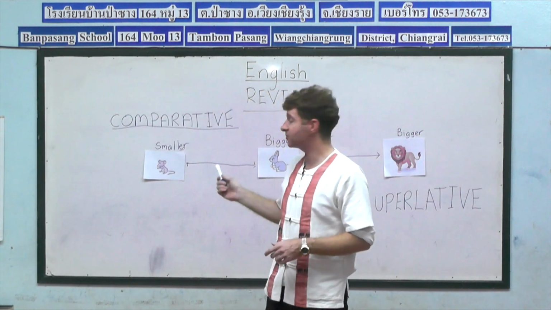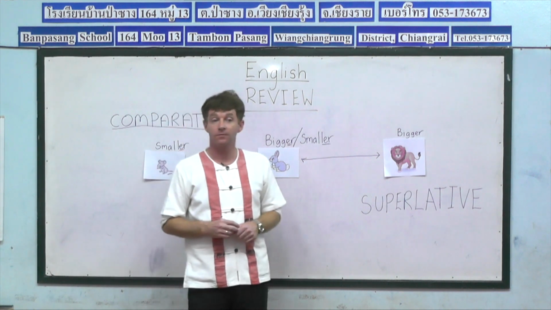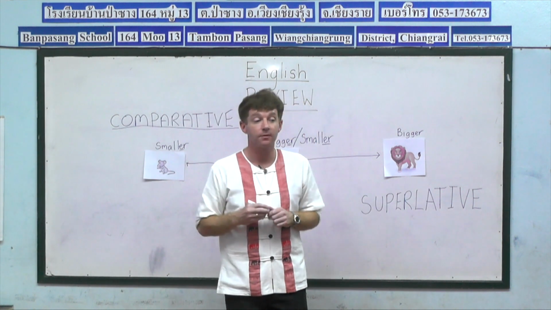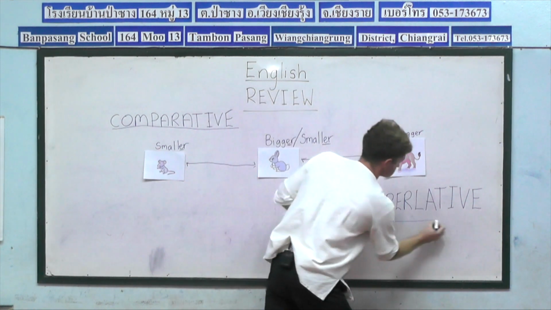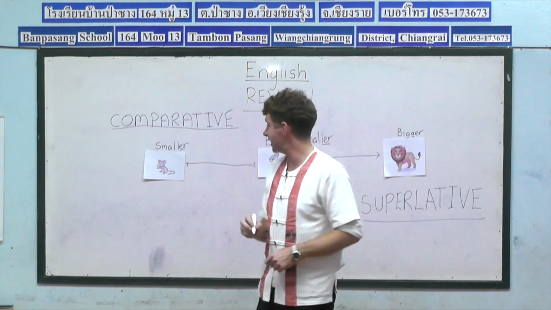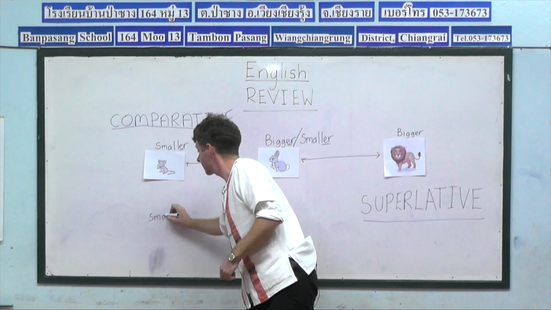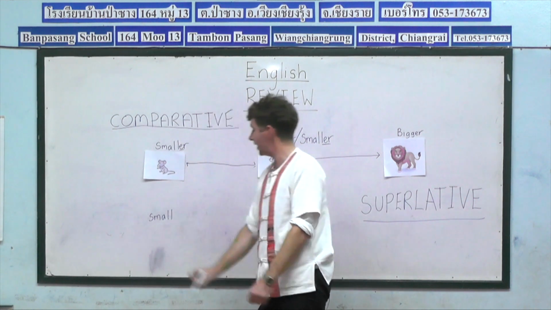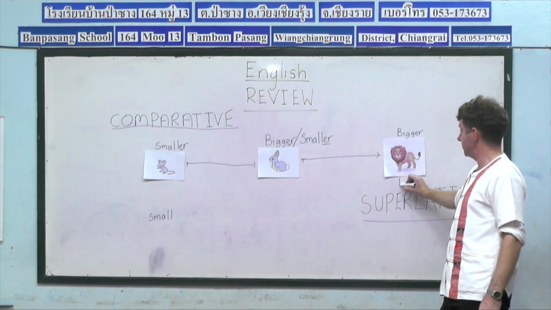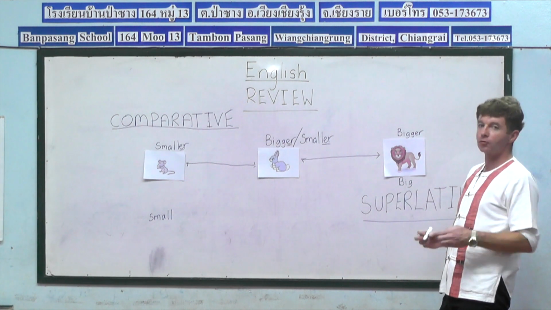But now, after our comparatives, we need to look at superlative. Can we all say together? Superlative. Excellent, guys. Superlative. So, we'll start again with our two adjectives. S-M-A-L-L. Small. B-I-G. Big. But now we're not doing comparatives.